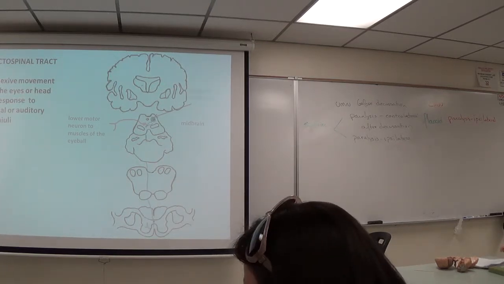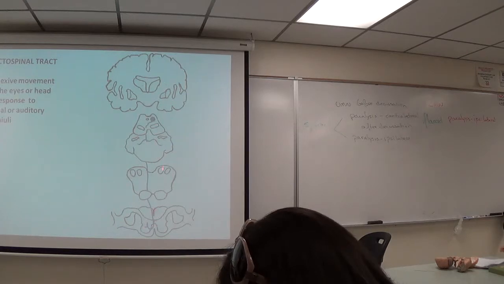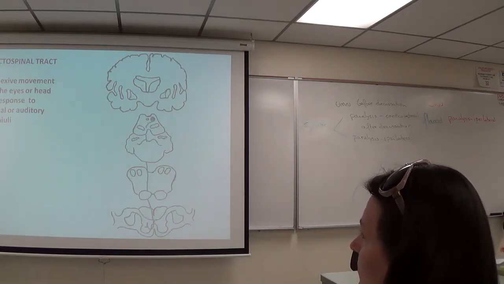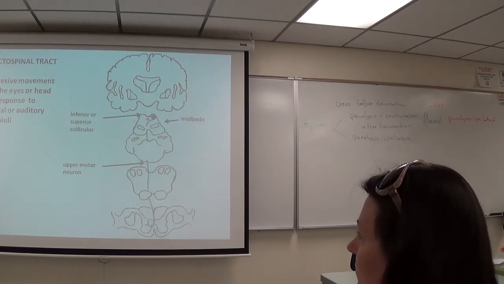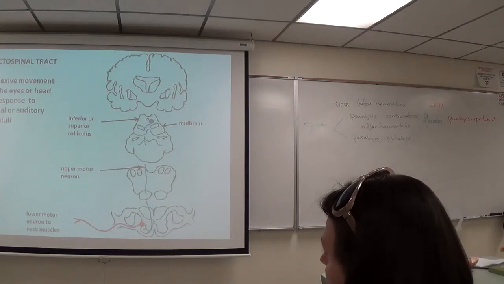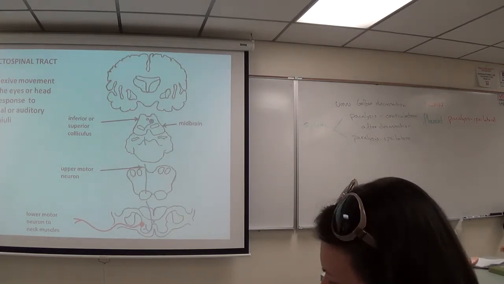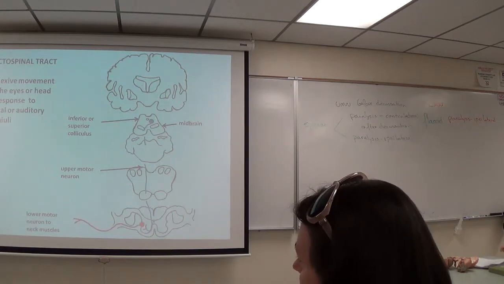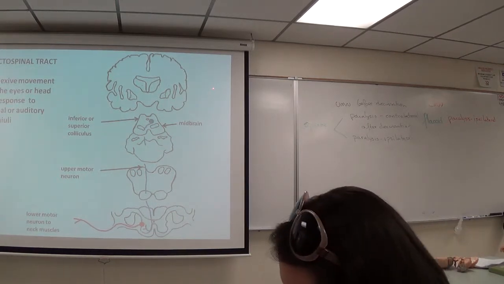All right, so if it's turning my head, I have to send it down to at least the cervical spinal cord. So even though this goes down to the spinal cord, how do you know that it is a reflexive movement? Again, it's starting in the midbrain, not in the cortex. So you would name it tectospinal.